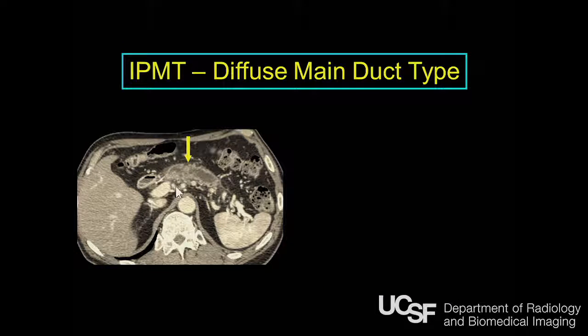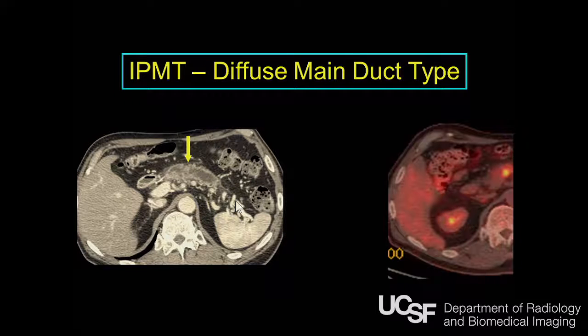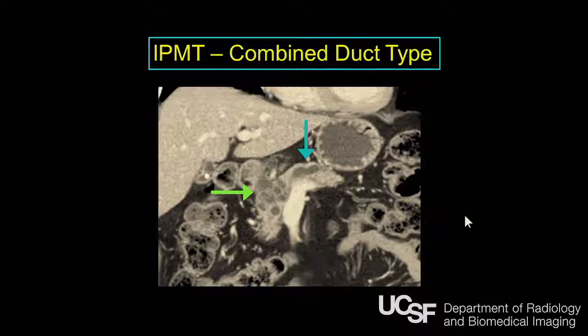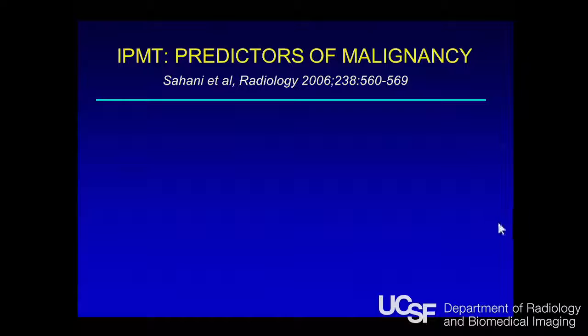Here's another patient with a diffuse main duct type where you have enlargement of the entire duct. You see some wall nodularity and irregularity throughout the entire duct. On PET, you can see that correlated to the areas of thickening and irregularity, there's actually increased uptake. And this was clearly malignant. Here's a case of combined ductal type where the main duct is certainly dilated, but then you have a cluster of cysts also in association. So involvement of both the main and the branch duct carries a worse prognosis.